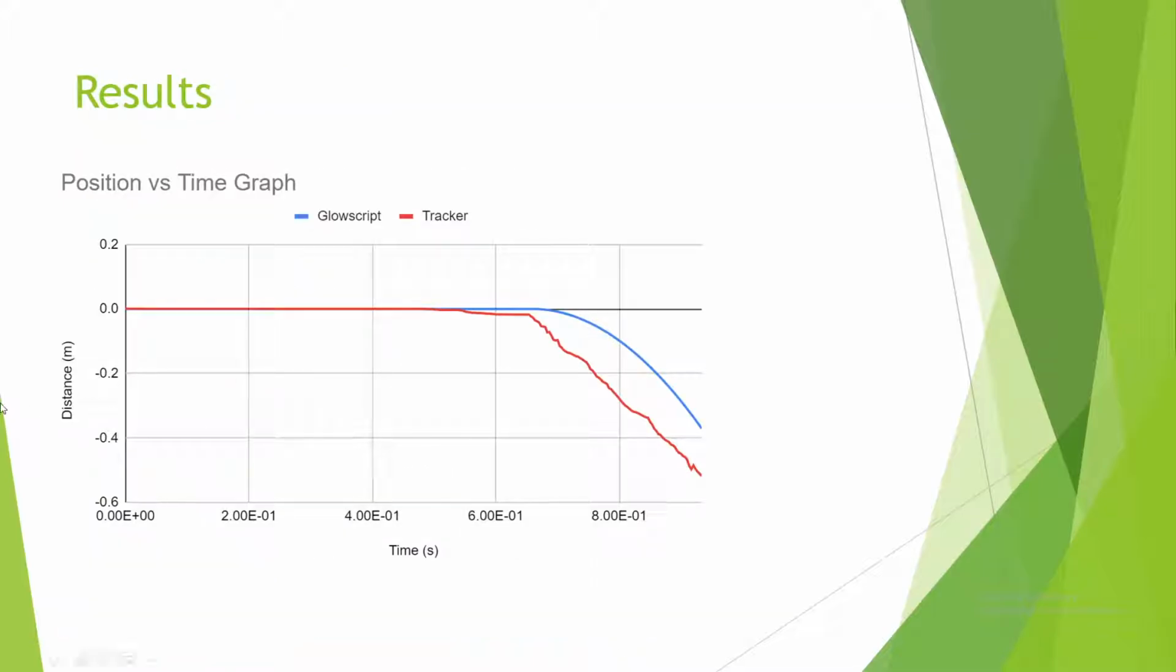And so here's a position versus time graph of what actually happened, the blue being the GlowScript and the red being Tracker. And so as you can see, it's almost closely similar.